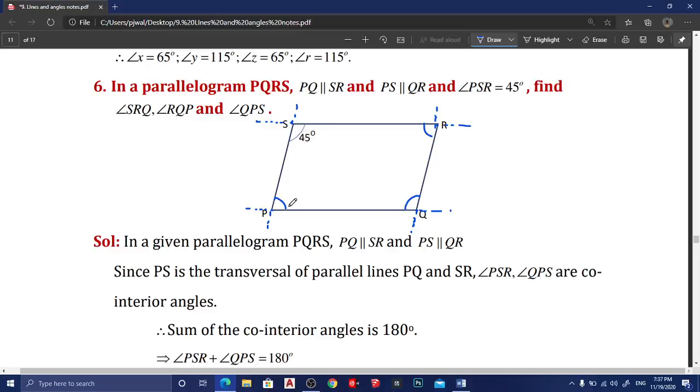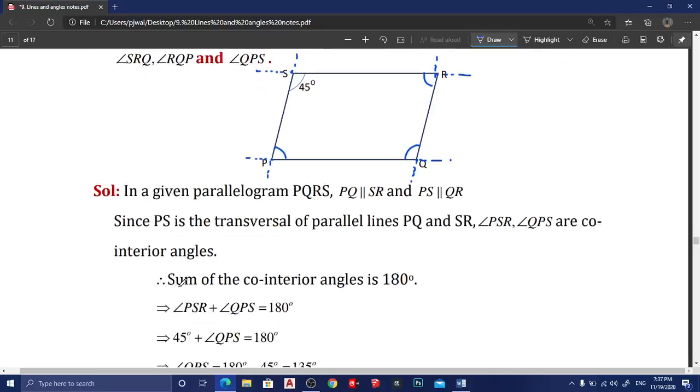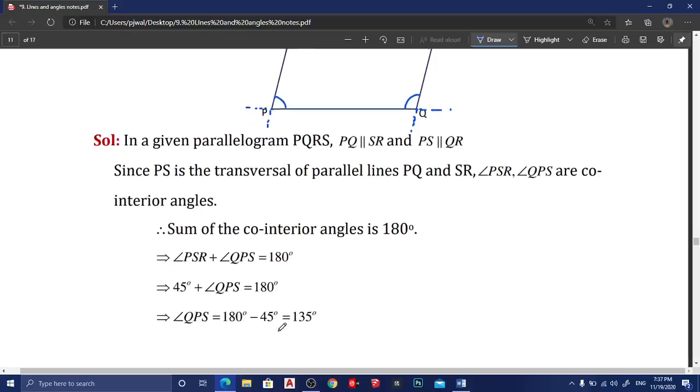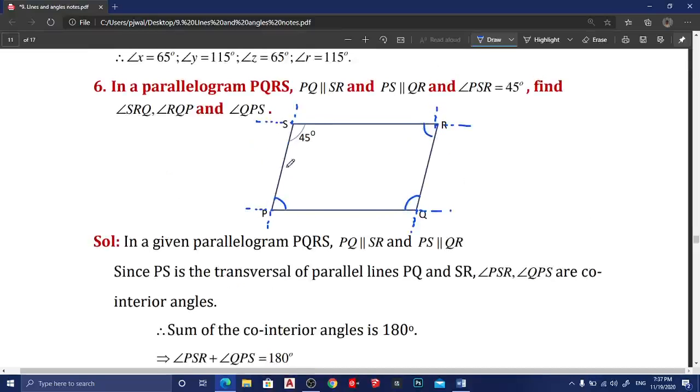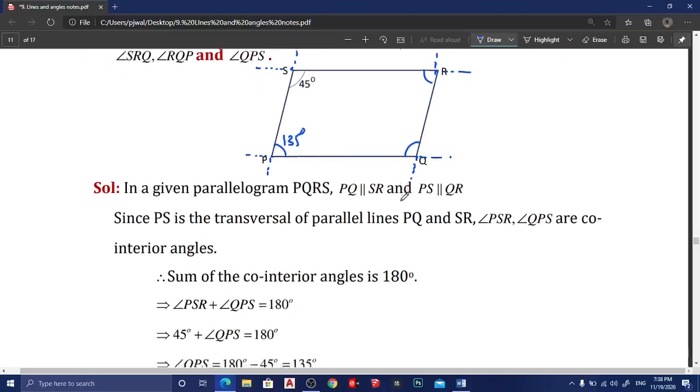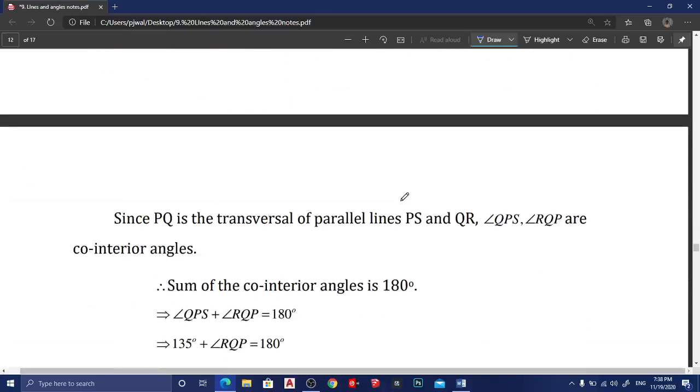Now you can write it as angle PSR plus angle QPS is equal to 180 degrees. Now you know angle PSR is 45 degrees. So 45 plus angle QPS is equal to 180. Angle QPS is equal to 180 minus 45, which is 135. So angle QPS is 135. Now you can find the remaining angles by using the same property.